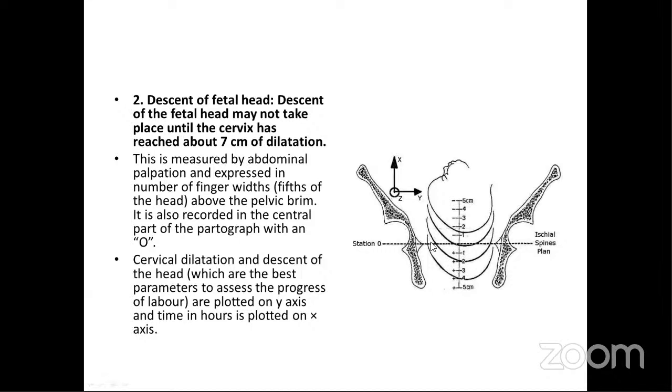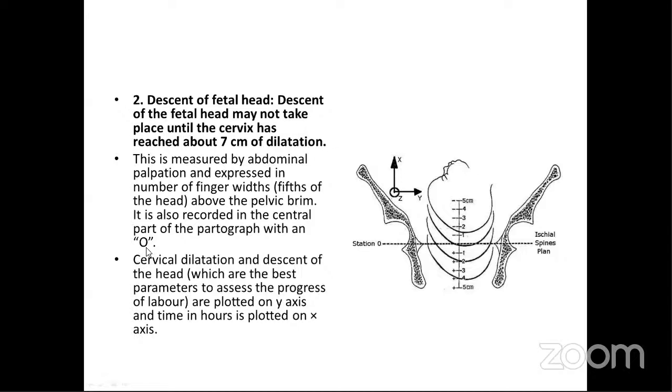So when you are assessing the descent of the fetal head through the PV examination, you will keep the ischial spines as the reference point, as a zero station. When you're feeling the fetal head above the ischial spines, you assess how many centimeters above, and then note whether it is at -1, -2, or -3 station, above the zero station, and +1, +2, +3 below the zero station. So this is how you assess on the PV examination, and on per abdominal examination by the fifth rule.